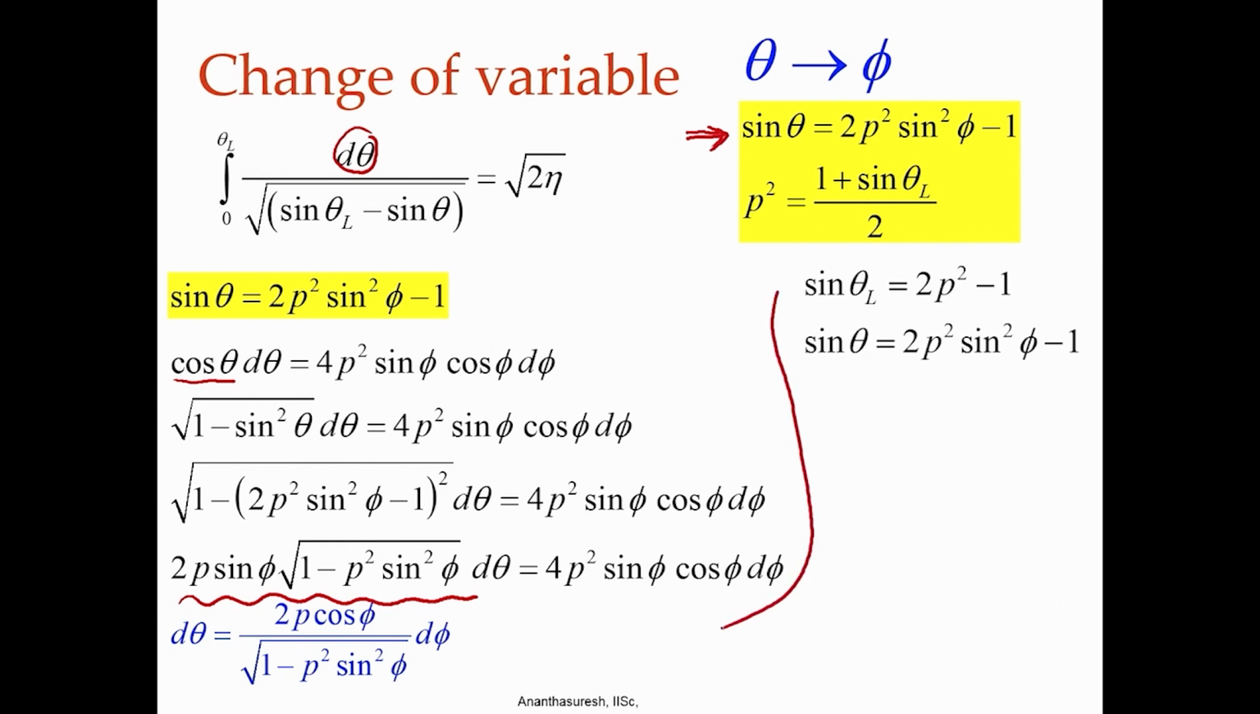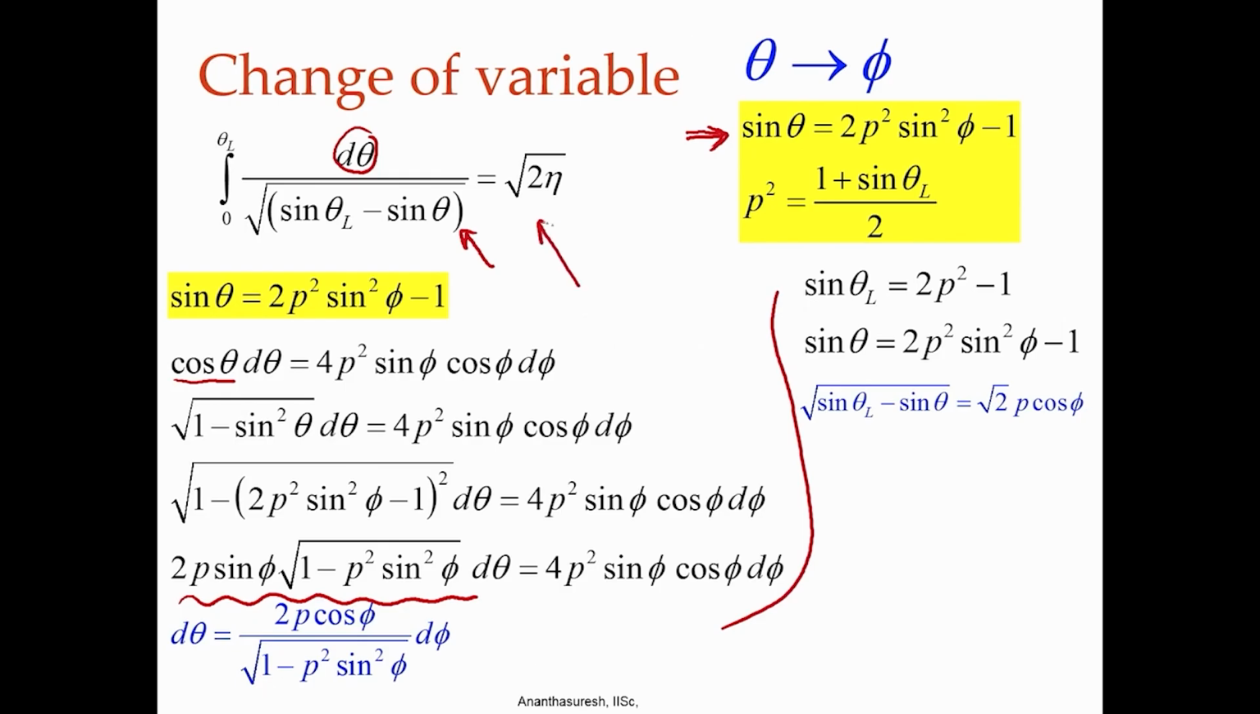And let us also look at, let us separate it out, sinθ_L, because we also want to replace this in terms of φ, right. So, sinθ_L is 2p² − 1, sinθ is 2p² sin²φ − 1. If I take the difference of these two, then I get this sinθ_L − sinθ becomes, the 1 gets cancelled, then we will get this 2p² times 1 − sin²φ, and then the square root was there. So, it becomes square root of 2 p cosφ.